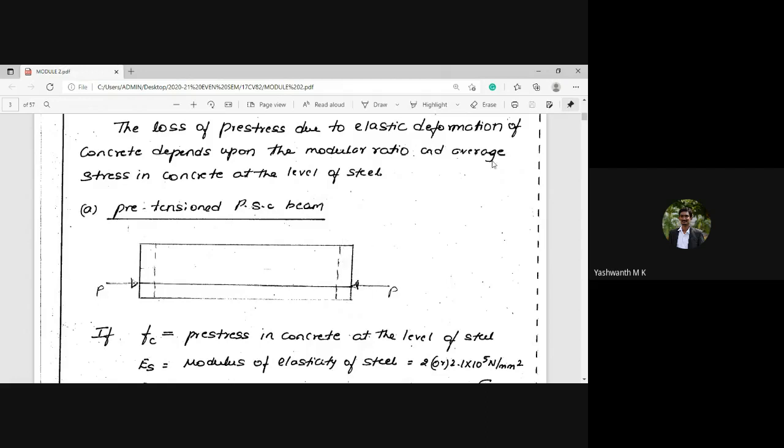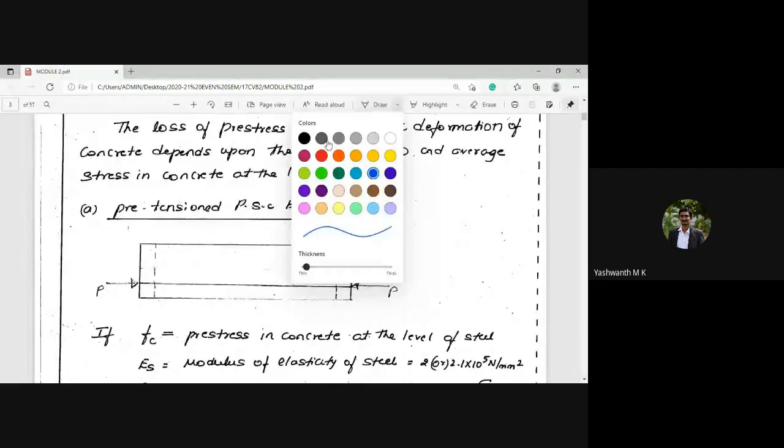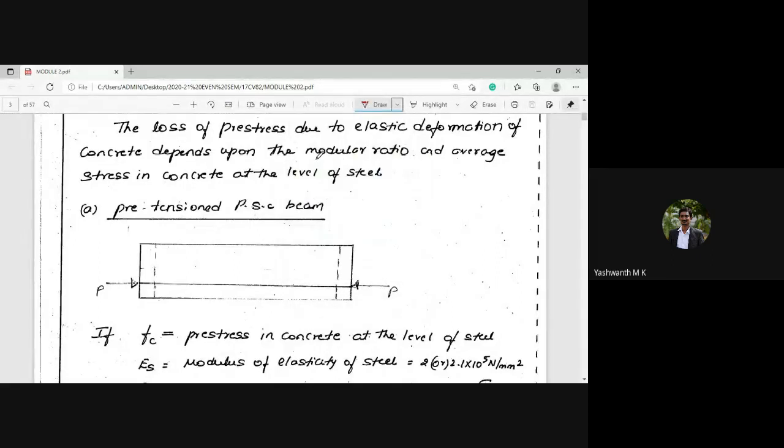Next, one more factor that will matter is the average stress in concrete at the level of steel. So what will be the stress in concrete at the level of steel? Depending upon these two factors, the modular ratio and the stress in concrete at the level of steel, the loss of pre-stress due to elastic deformation of concrete is going to vary. Is it clear? So fine.